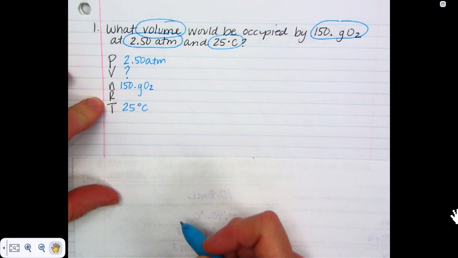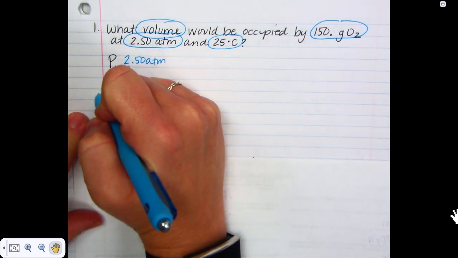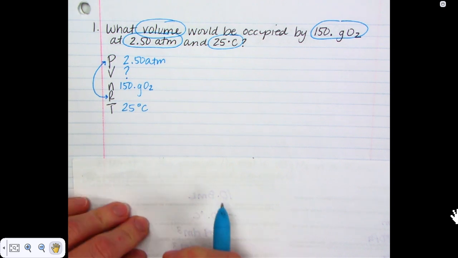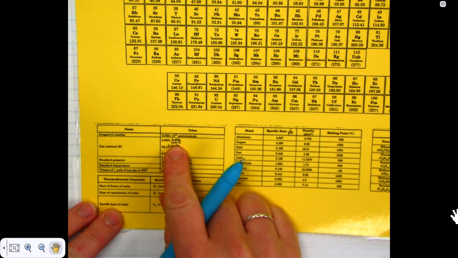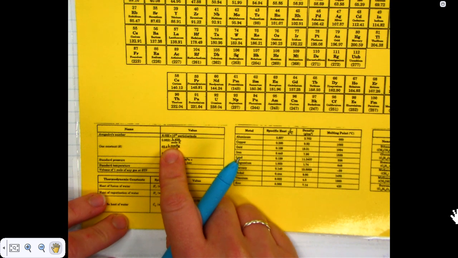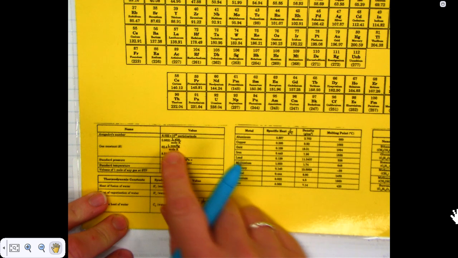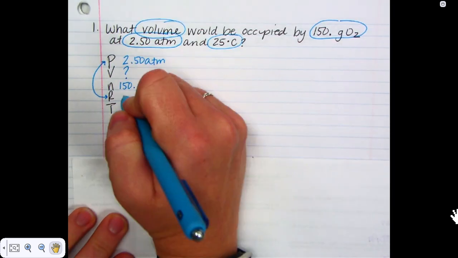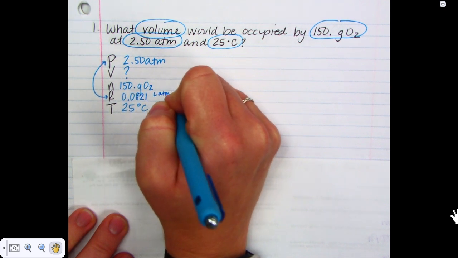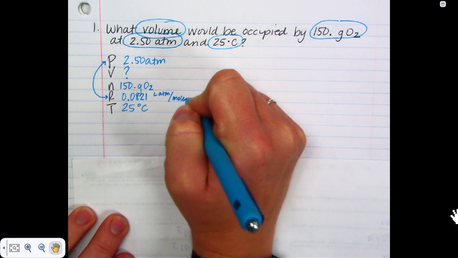What is my R? Remember that my R units and my pressure units have to match. So if my pressure is in atmospheres, I need to go to the reference packet and I need to choose the pressure unit that is likewise in atmospheres. So my atmospheres pressure unit is 0.0821, and that's liters times atmospheres over moles times Kelvin.